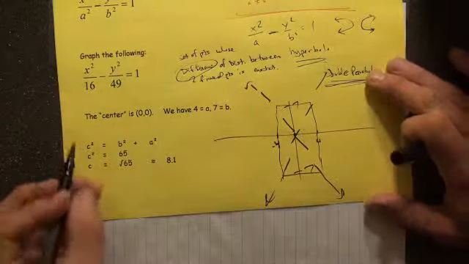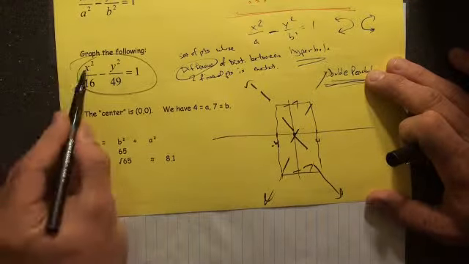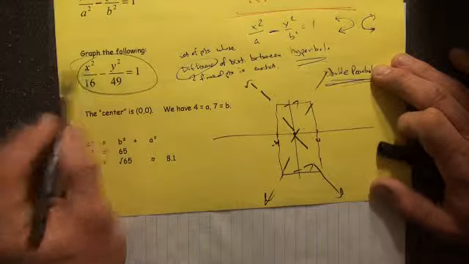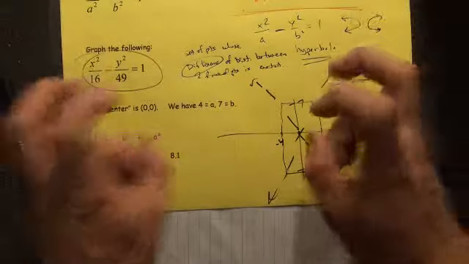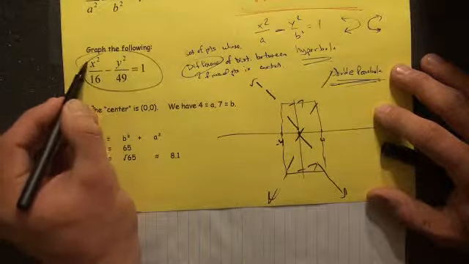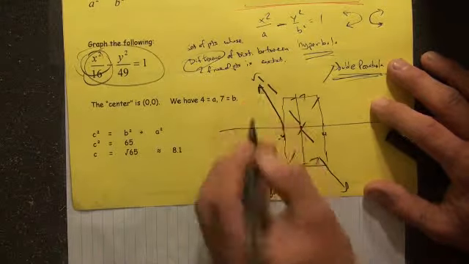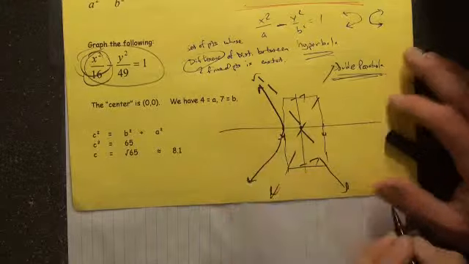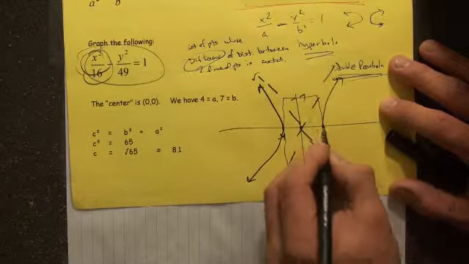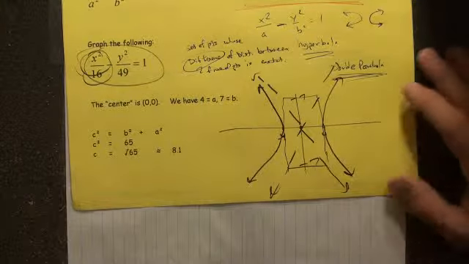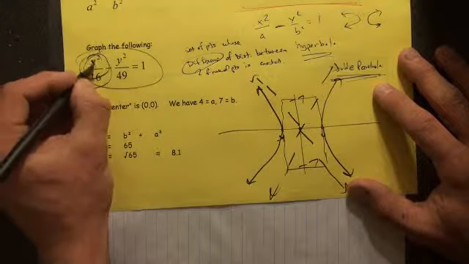Then here's the deal. Because the x squared is mentioned first, the x values are arguably, quote unquote, larger than the y values, so they're more powerful. So this is what's called a horizontal hyperbola, because the x squared is mentioned first.